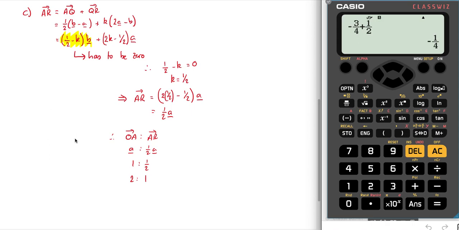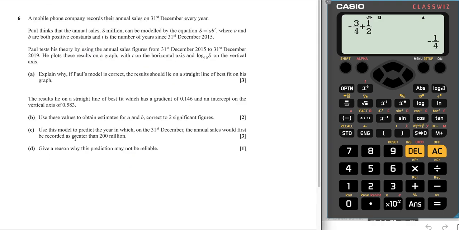Question 6. A mobile phone company records their annual sales on the 31st of December. Paul thinks that the annual sales can be modelled by the equation S equals AB to the T, where A and B are both positive constants and T is the number of years since the 31st of December 2015. Paul tests his theory by using the annual sales figures from 31st December 2015 to 31st of December 2019. He plots these on a graph with T on the horizontal axis and log 10 S on the vertical. Explain why, if Paul's model is correct, the results should lie on a straight line of best fit on his graph.